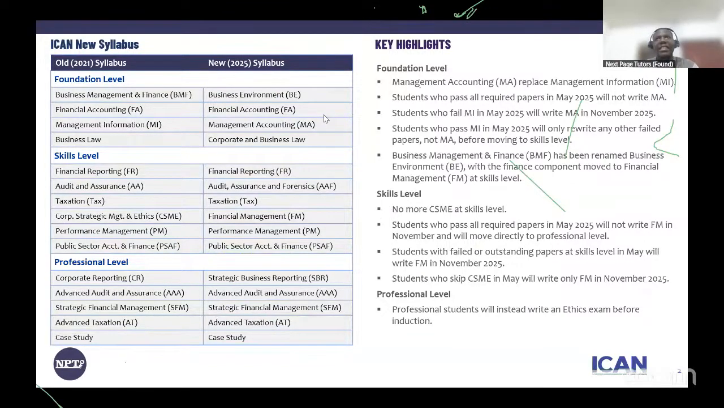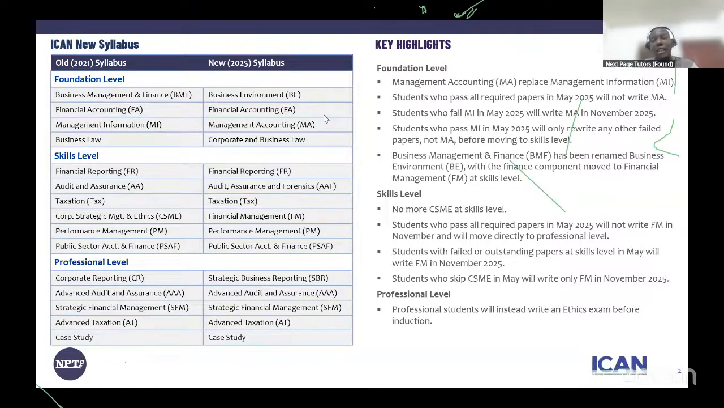But let's say, for instance, at skills level in May 2025 diet, you failed FR. What that means is that in November, you are going to be writing your FR and also be writing FM, because you have not cleared your papers as at that November diet, so you are eligible to write financial management.